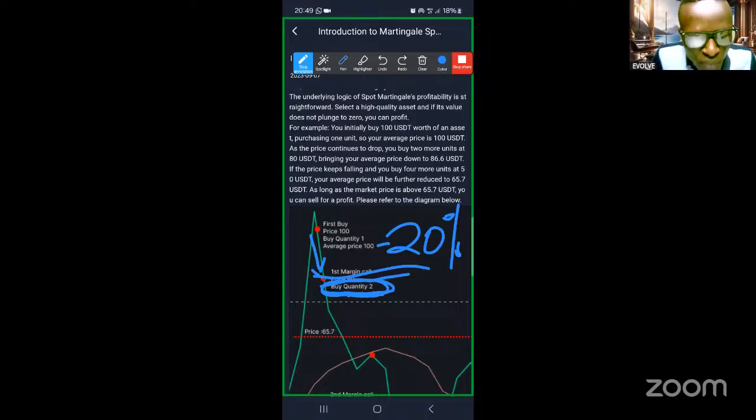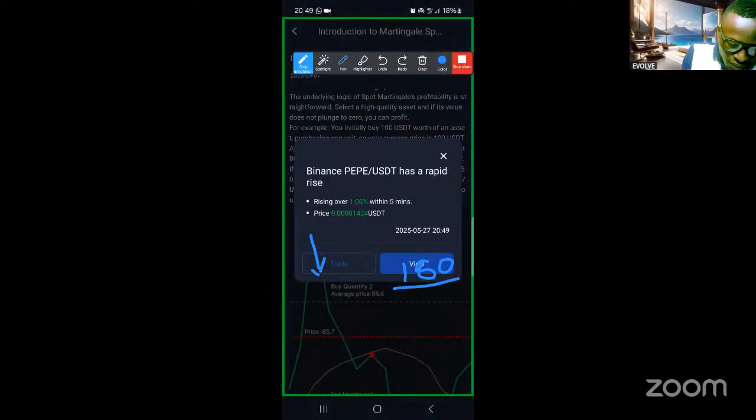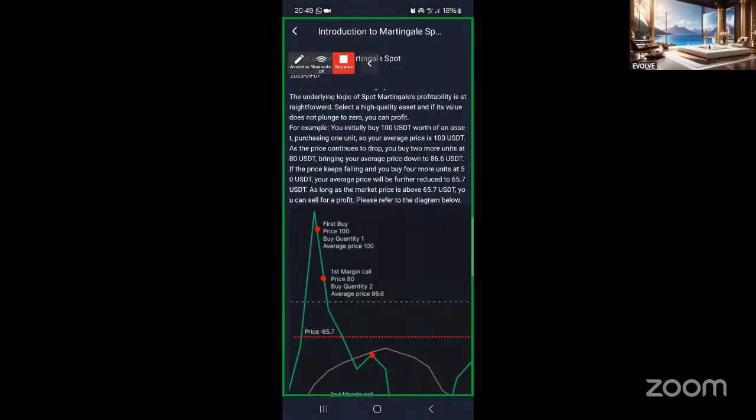So we are seeing that you are buying more coins with less. In short, how much are you entering here? At this level, if you buy 2 coins at $80, you are entering $160 here.